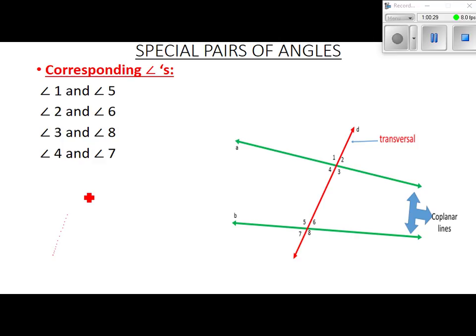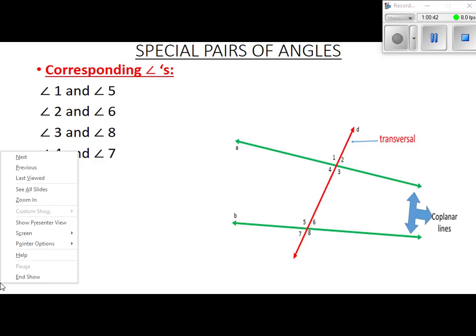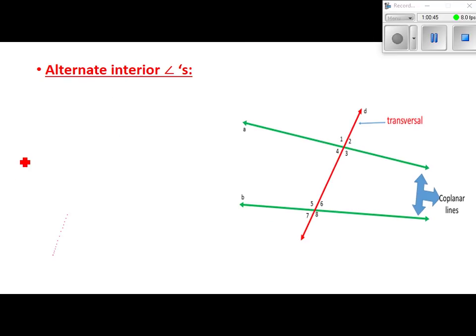What do you do with the two lines, again, to figure out where the corresponding angles are? Smash them together. Just smash them together. That's the ones that lay over top of each other going to be the corresponding angles. Next one, next name, alternate interior angles. Alternate interior angles.